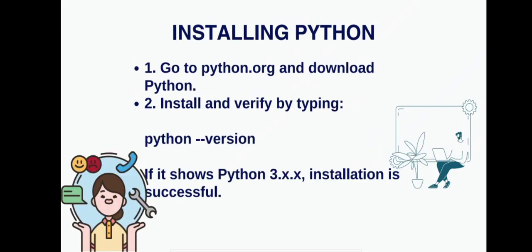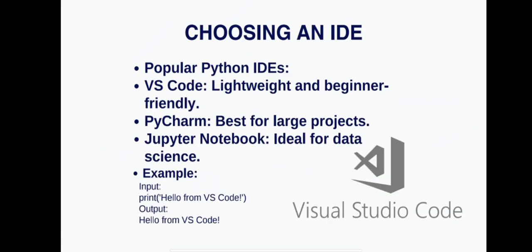How can you start coding in Python on your computer? First, go to python.org and download the latest version of Python. After installing, open the command prompt and type python --version. If you see something like Python 3.x.x, congratulations. Python is successfully installed.